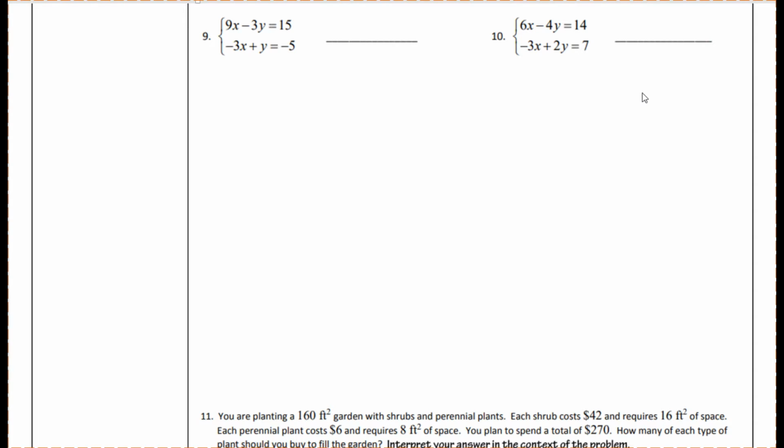So for number 9 and 10, for number 9, we can actually eliminate either one of these variables. Both of them are pretty straightforward to eliminate. If we look at the top equation, we have 9 for x and then negative 3 for x. So we can multiply that by 3 and make that into a negative 9. For the y, notice that we can also multiply the bottom by 3, and that will also match up with the y. So we're going to go ahead and multiply the bottom by 3.